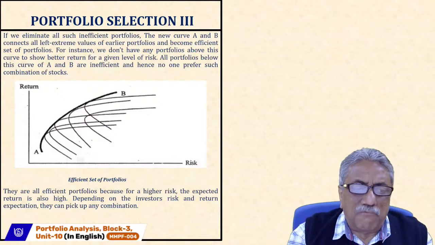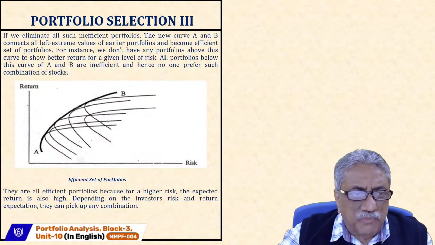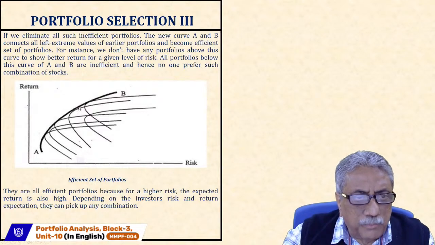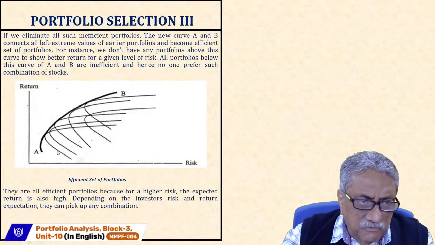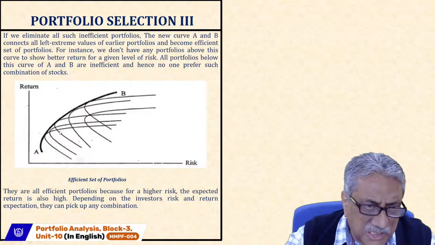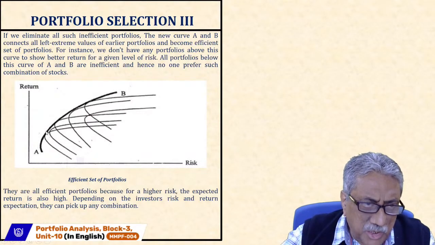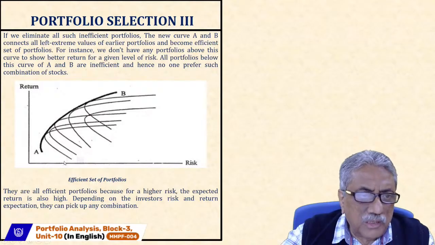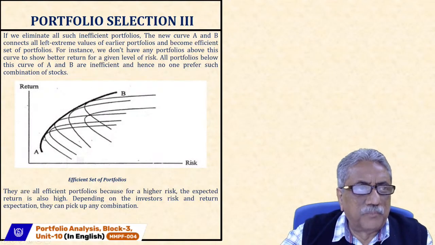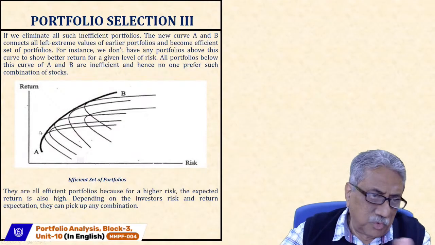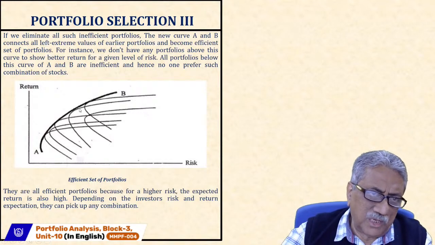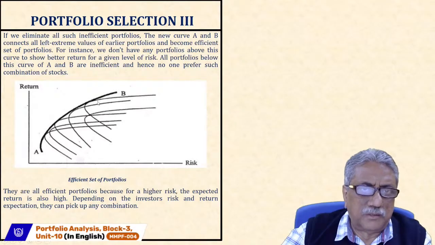Now once you have narrowed down the X and Y, then we get a line called A and B, which is my efficient frontier. Now here you will find many of these 2 combinations are different combinations. So here 1, 2, 3, 4. They touch my efficient frontier. We eliminate all such inefficient portfolios. The new curve A and B connects all the left extreme values of the earlier portfolios. Left extreme value. Okay. So least risk here. And it increases slowly, and the return is also increasing.